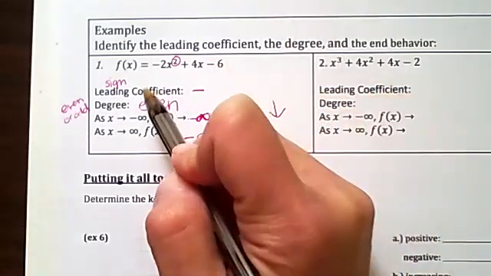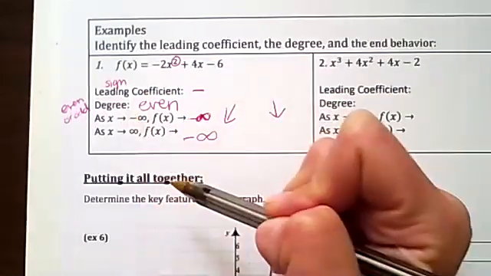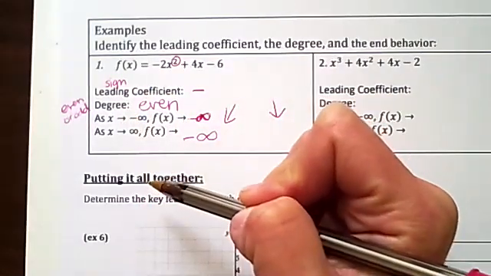So you have to first identify the sign of the leading coefficient, and then whether the degree is even or odd, then use the chart to help you figure out what it looks like.